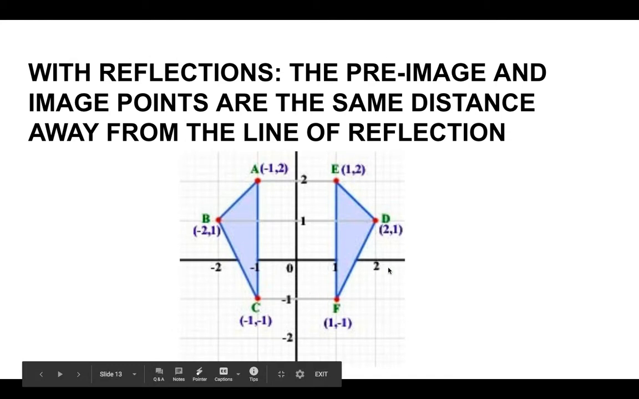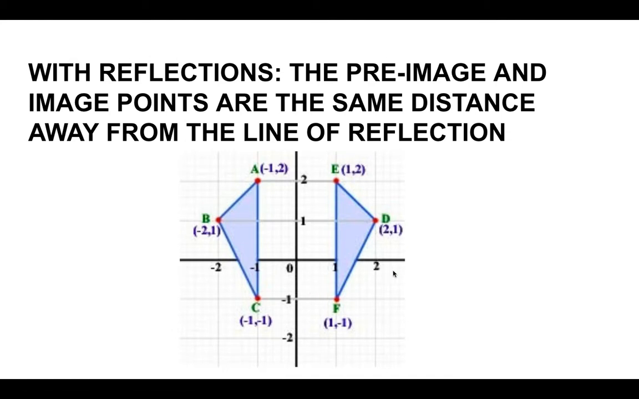So I just really want you guys to notice that and pay attention to that when it comes to that axis of reflection, your pre-image point and your new image point should always be the same distance away from whatever your axis of reflection is. So my axis of reflection here, point A is 1 space away, point E is 1 space away in the opposite direction. Point B is 2 spaces away, point D is 2 spaces away in the opposite direction. Point C is 1 space away, point F is 1 space away in the opposite direction, okay? So we have to keep that balance.